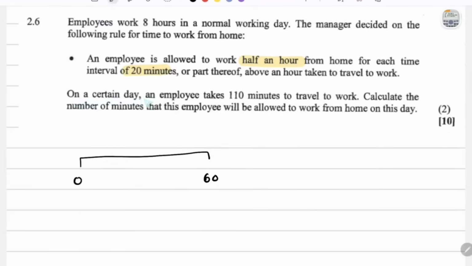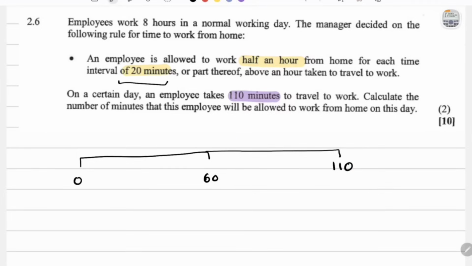They say on a certain day, an employee takes 110 minutes to travel to work. We need to calculate the number of minutes this employee will be allowed to work from home on this day. Okay, this employee takes 110 minutes. Remember how if you take more than 60 minutes to get to work, you are going to already work from home for a specific amount of time, depending on how many 20-minute intervals we have. This employee took 110 minutes to get to work. So that's already past 60.